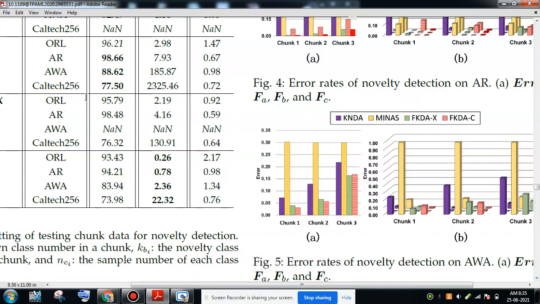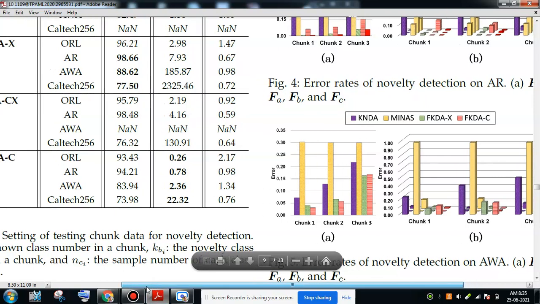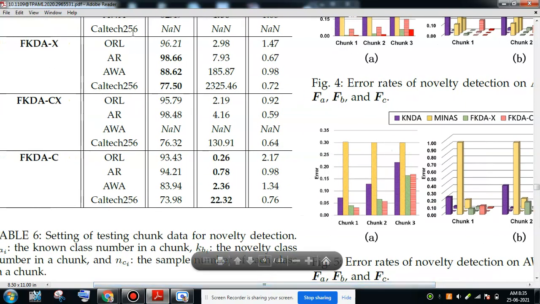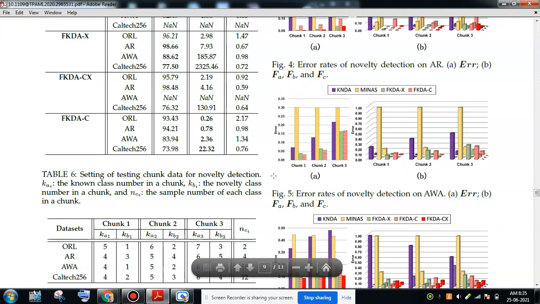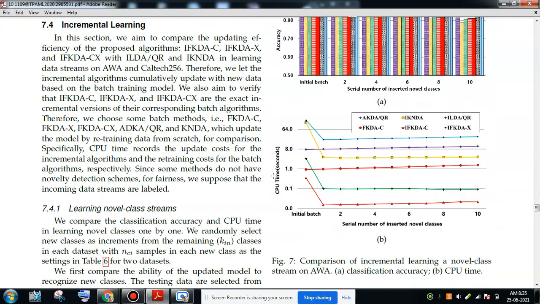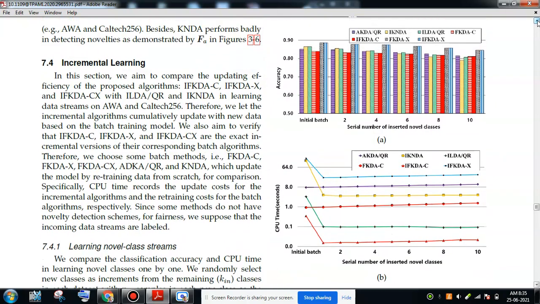So how is the accuracy? Here you can see for this FKDAX, the accuracy values are 98.66, 88.62, 77.50 for this range, and these are some of the best values they have obtained, according to what they are telling here. Okay, then going a little forward, not only this, they did learning on novel class increments also. This is the CPU time.